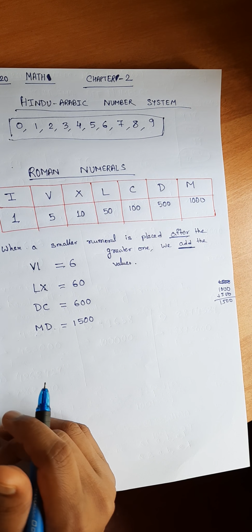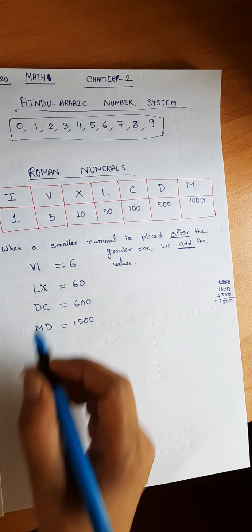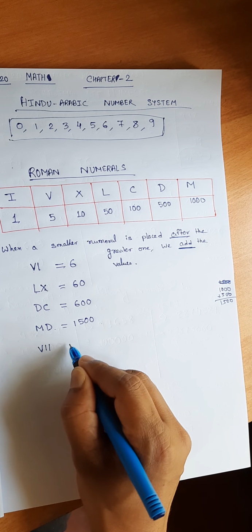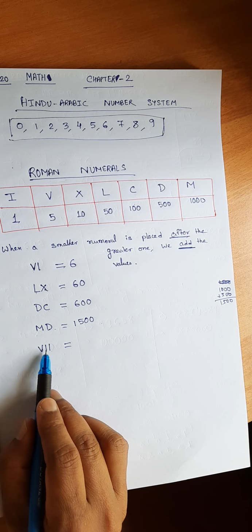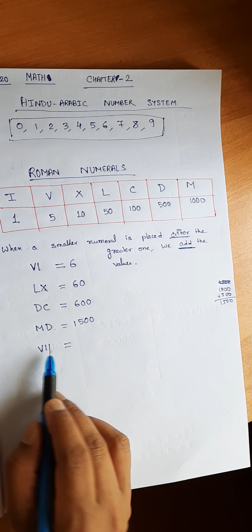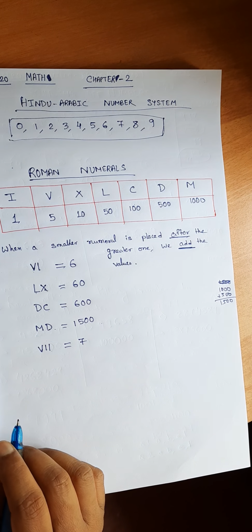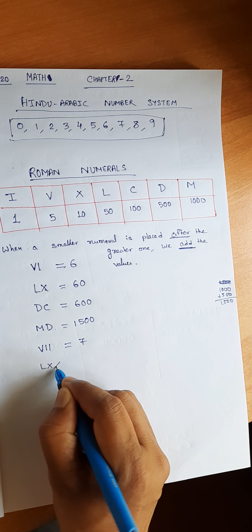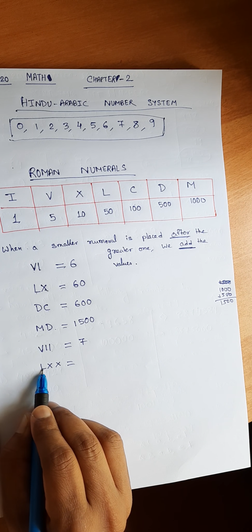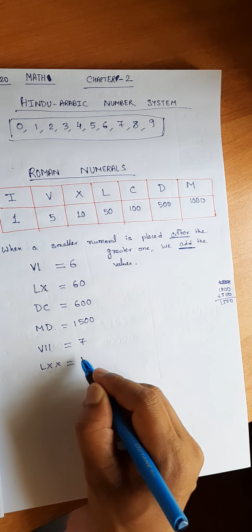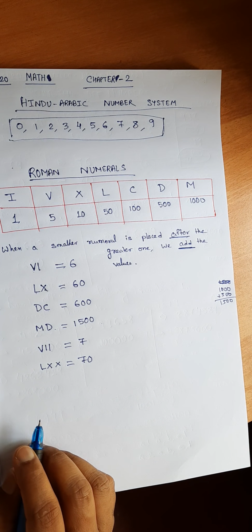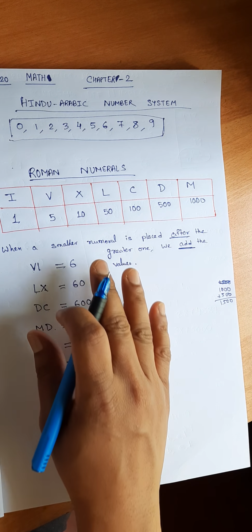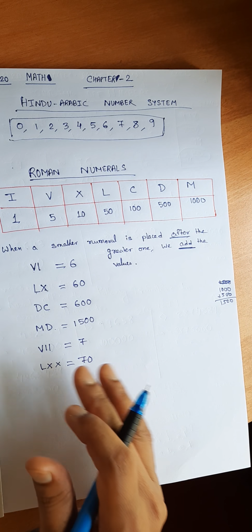Okay, so I hope this concept is clear to you. Suppose if I take like this, V I I, 2 times I. So see here, the smaller is placed after the bigger. So 5, 6, 7. So this is 7. Okay, now suppose I write L X X. So 50, 10 is 60, more 10 is 70. So this becomes 70. Okay, so this is the way you will use this rule. So this was the first rule. Now in the next video I am going to tell you about other rules.